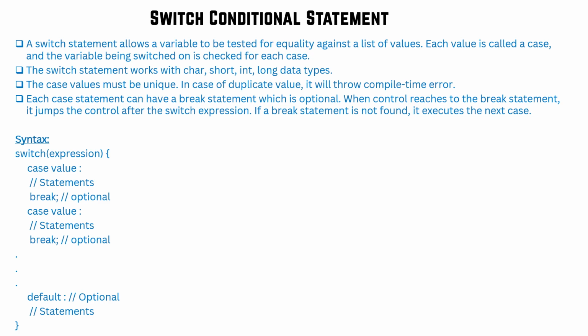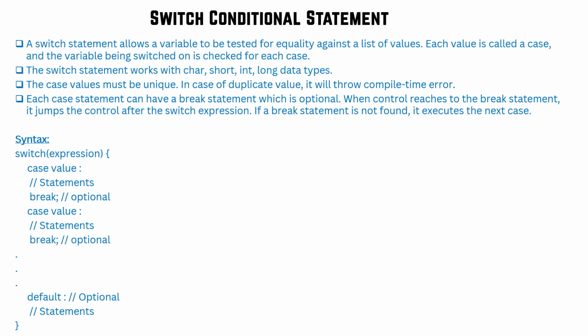So sometimes questions will come: what are the key important places where you'll be using the break? So break you can definitely use in all the loops, for loop, while loop, do while loop. Along with that, you can use break in the switch conditional statement as well. So the switch statement allows a variable to be tested for equality against a list of values. Each value is called a case, and the variable being switched on is checked for each case.